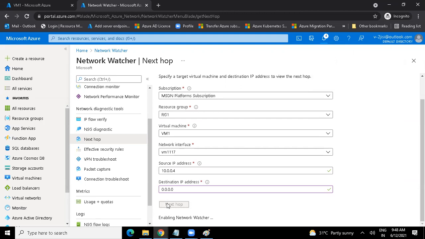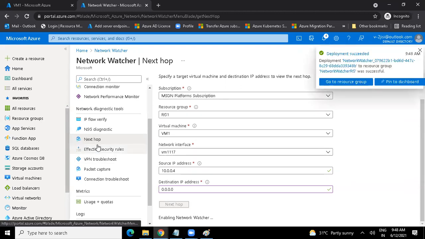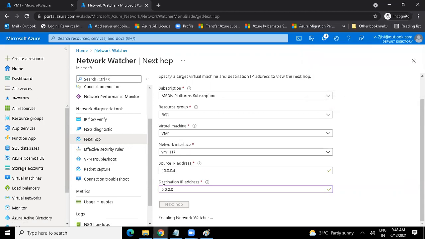So with the help of next hop, we would be able to find out when the traffic is leaving from VM number 1, where it would be hitting first. If we have configured the user-defined routing and we would like to check whether it is configured correctly or not, we would be able to check it with the help of next hop, right? Okay.